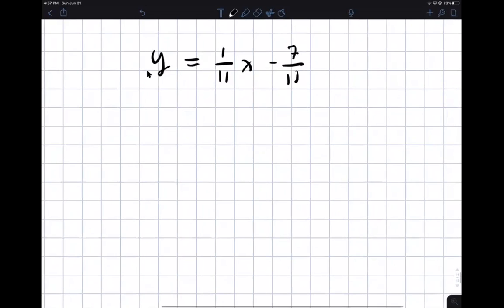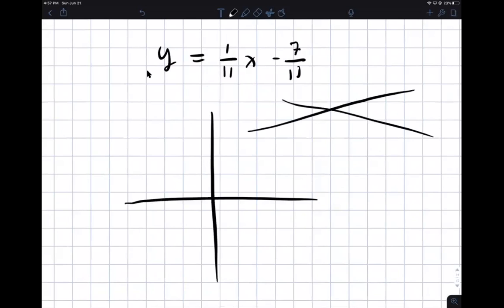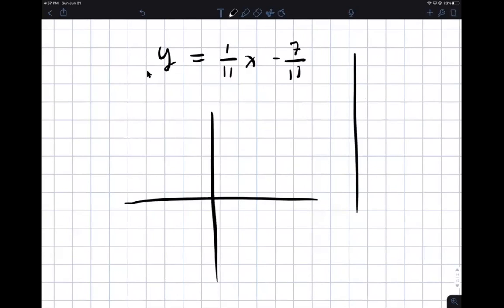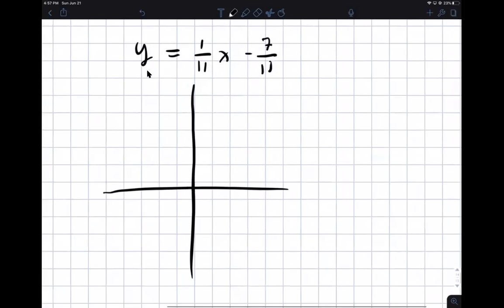Okay, so first of all, this is linear, right? And we know that because it's just y equals something x plus something. As long as it's linear and it's not something like this, then we can just assume that it's a function. But if you wanted to graph this one, what would you do? Do you know how to graph a linear function? Did you guys learn that?